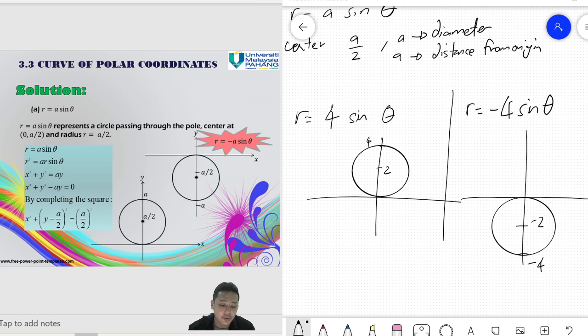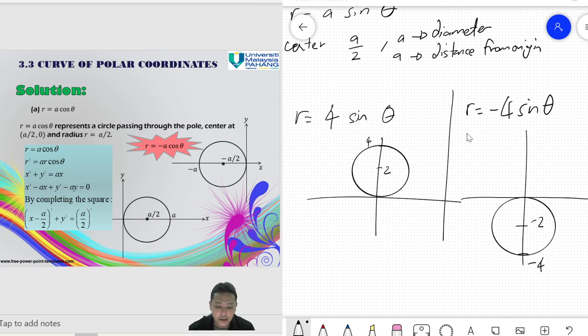For the case of cos, it is almost the same principle. The difference this time is that if a is positive, a cos theta, then it will be on the right, and the center will be on the x-axis, as compared to the previous sine. For the case of negative a, it will be on the left. But the basic principle remains the same. It will be a circle with the center at a over 2.